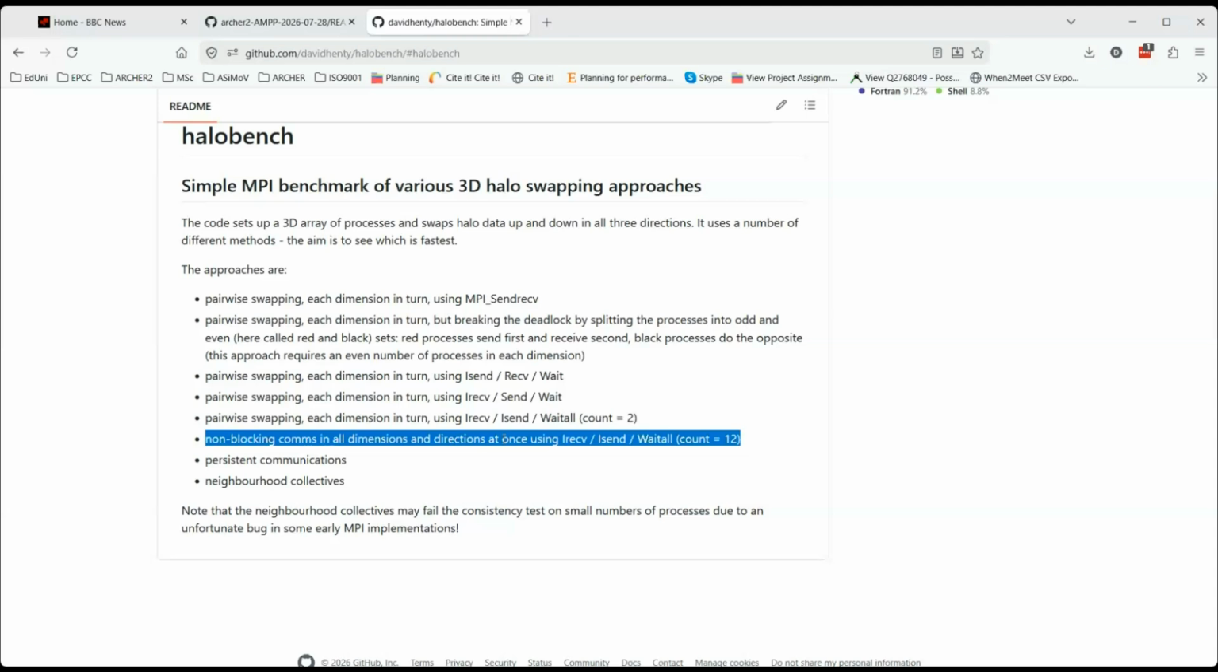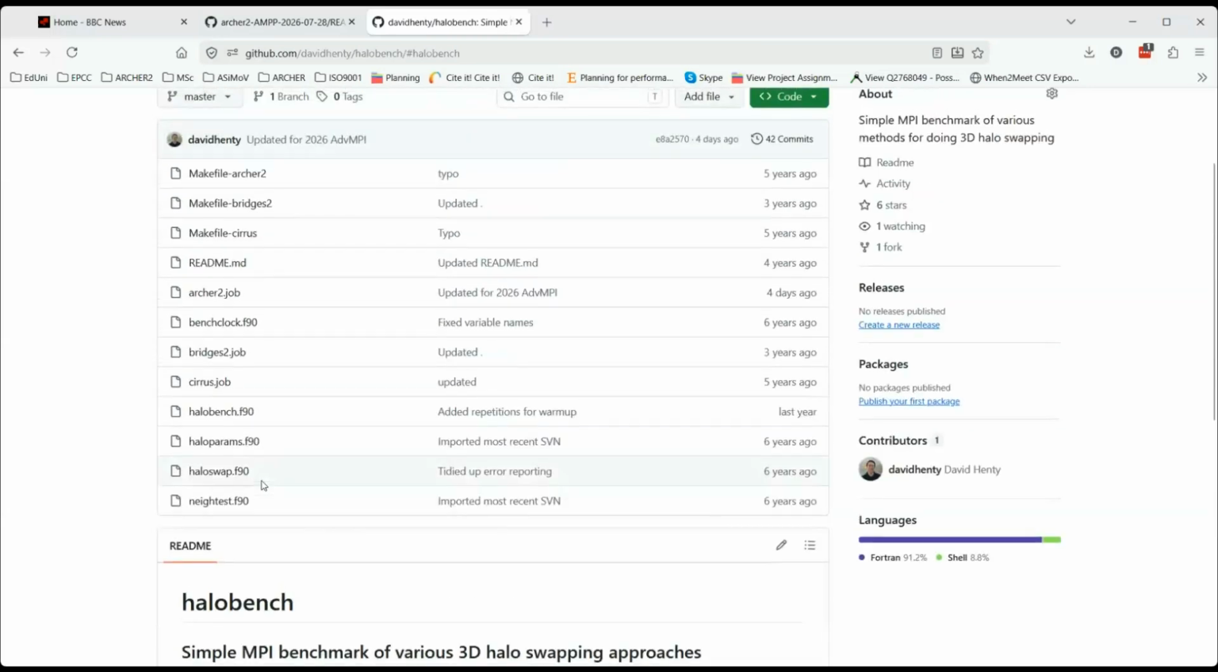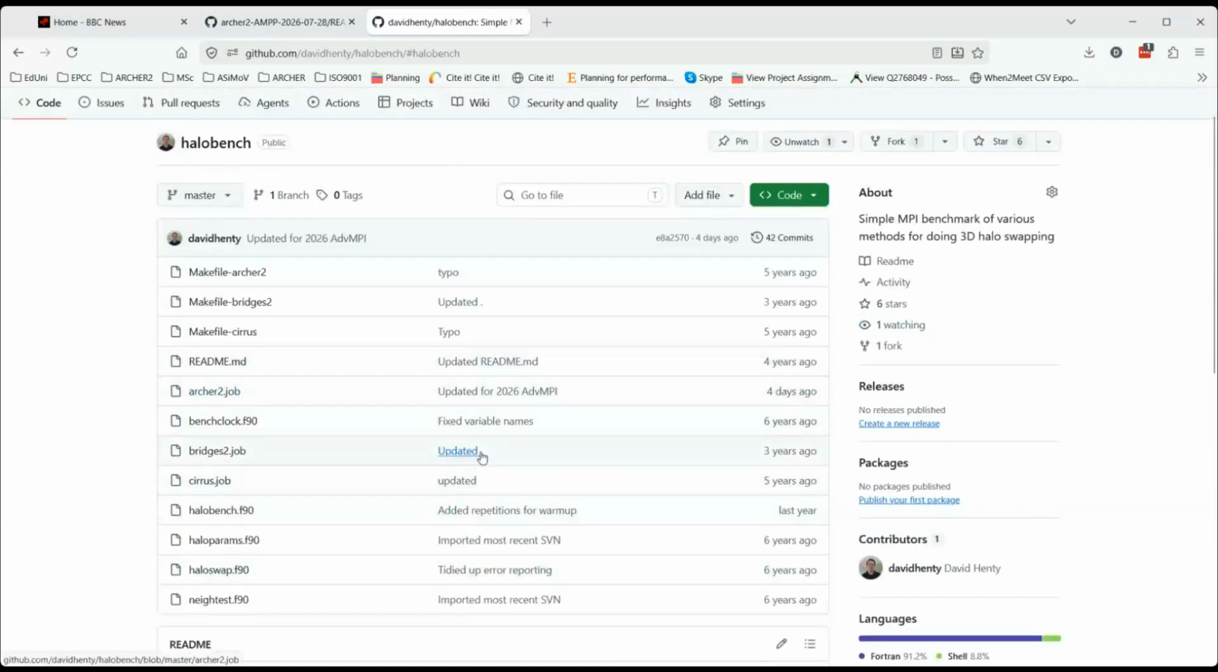So this is where I'm saying we've got 3 dimensions, with up and down halos in each dimension. That leaves you with a total of 6 sends and 6 receives, or 12 non-blocking communications. I've implemented that, I've implemented persistent communications, and I've implemented neighborhood collectives as well. But the benchmark is a standalone benchmark that just runs all of these. So you're welcome to look at the code if you want.